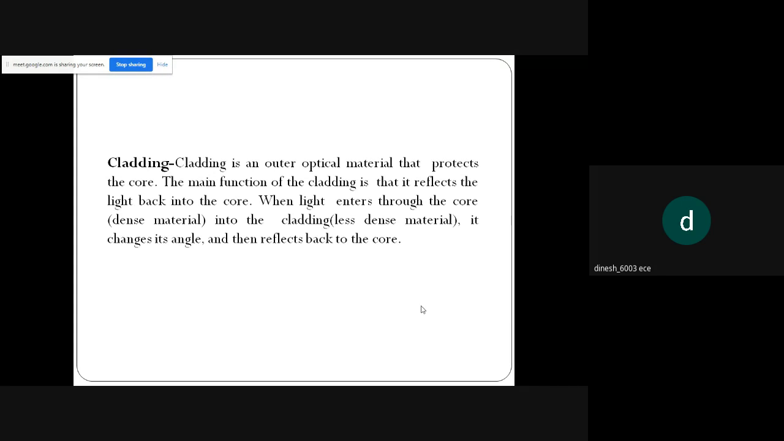When light enters through the core, which is a denser material, into the cladding, which is a lesser dense material, the angle of the light will change, thereby making a reflection back into the core. So this is where the total internal reflection principle comes into play.